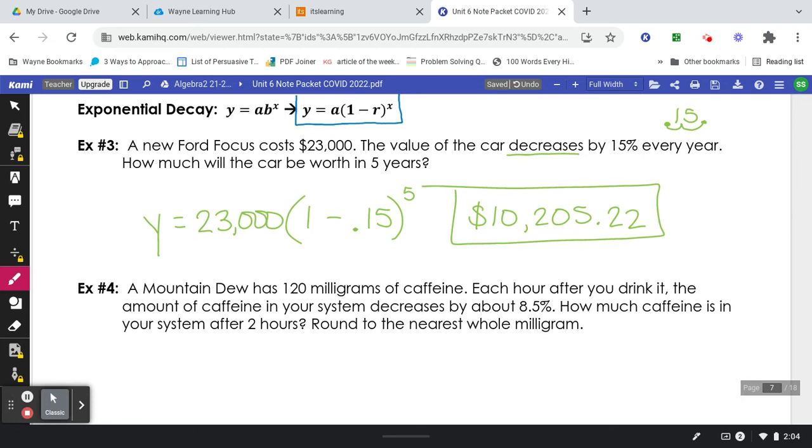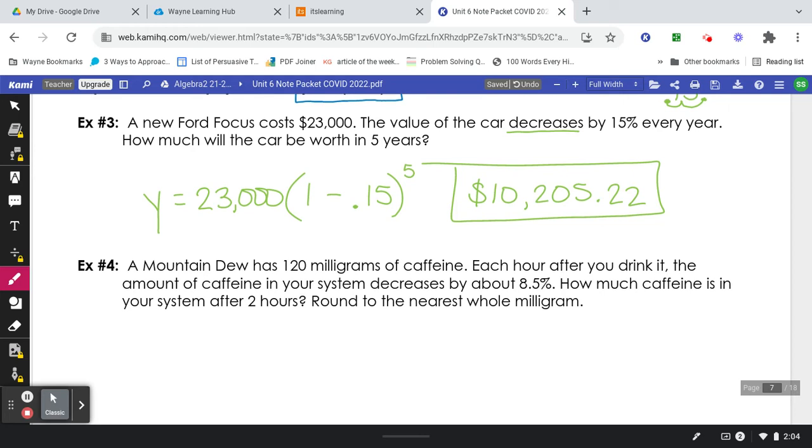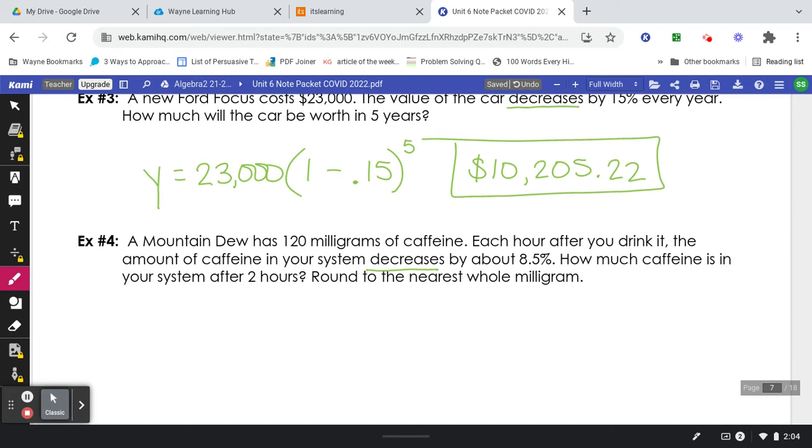Example number 4. Mountain Dew has 120 milligrams of caffeine. Each hour after you drink it, the amount of caffeine in your system decreases by about 8.5%. How much caffeine is in your system after 2 hours? This one specifically tells us how to round. So the nearest whole milligram, so the nearest whole number. All right, let's set it up. How much do we have at the beginning? 120 milligrams of caffeine right at the beginning after you drink the Mountain Dew.